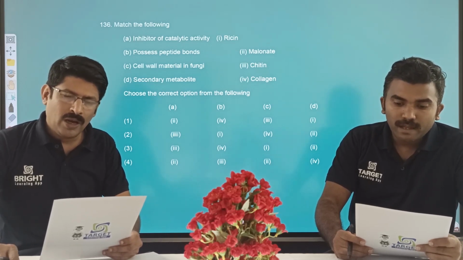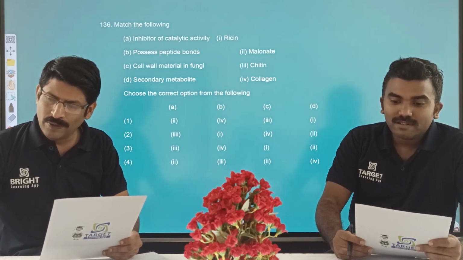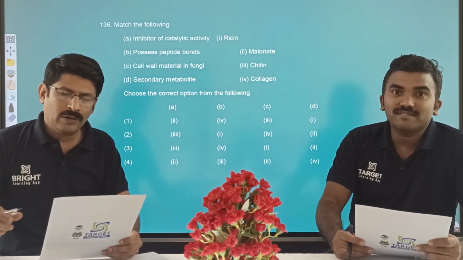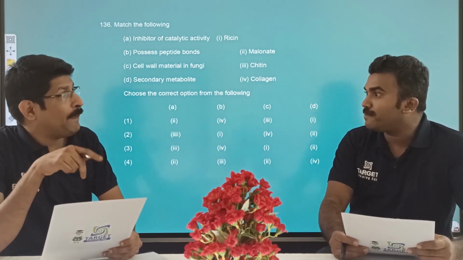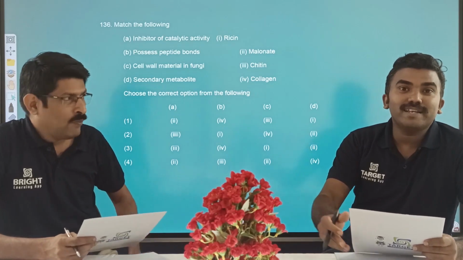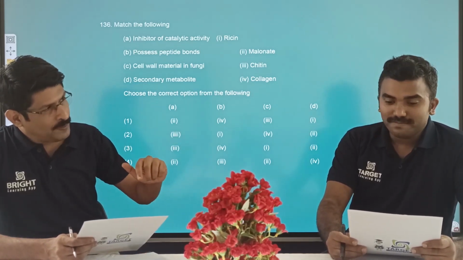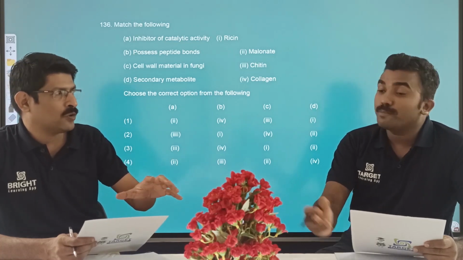And then the second one, it possesses peptide bond. Collagen, because we know that it's a protein. It's the most abundant protein. That question also came in the question paper. One of the most abundant animal proteins is called collagen, the most abundant protein in the animal world. The most abundant protein in the biological world is rubisco.